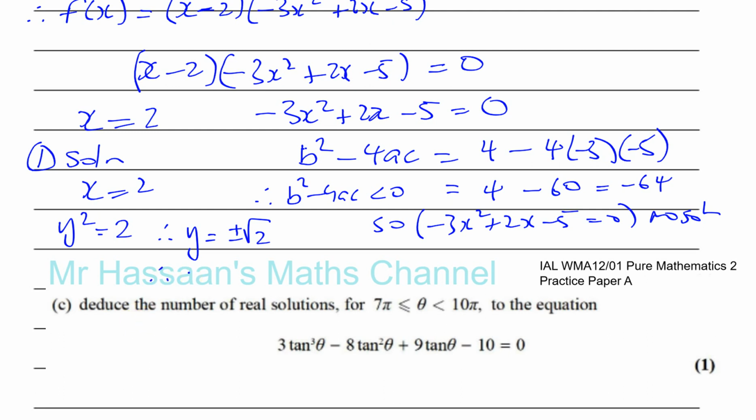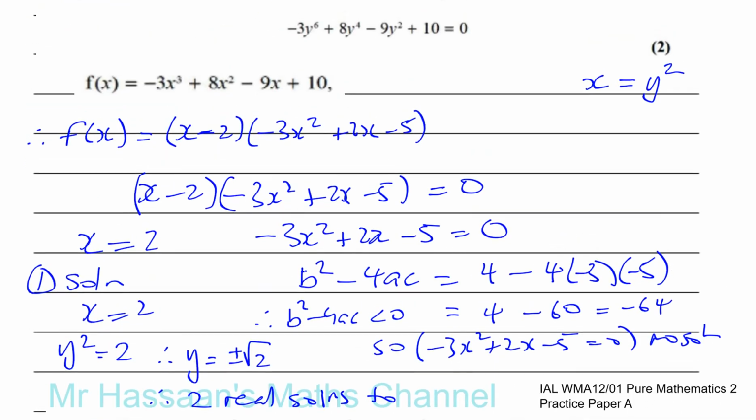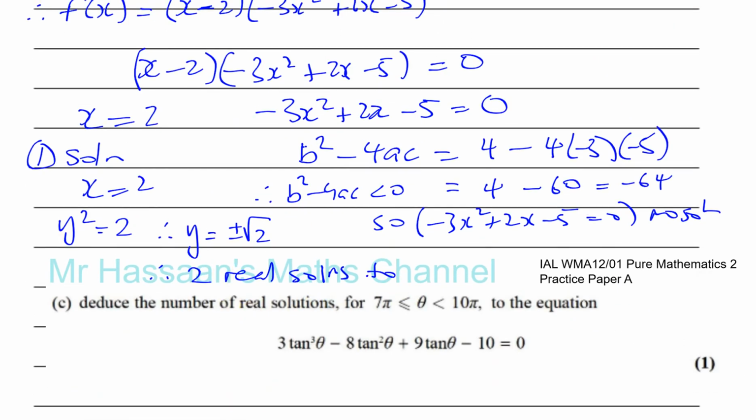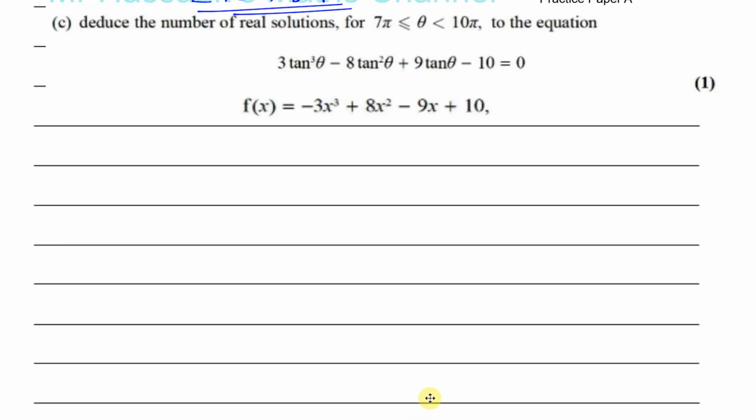Therefore, two real solutions to the equation that we're given. Okay, there we have the answer to part B. So now part C, deduce the number of real solutions for theta between 7 pi and 10 pi to the equation 3 tan cubed theta minus 8 tan squared theta plus 9 tan theta minus 10 equals 0.